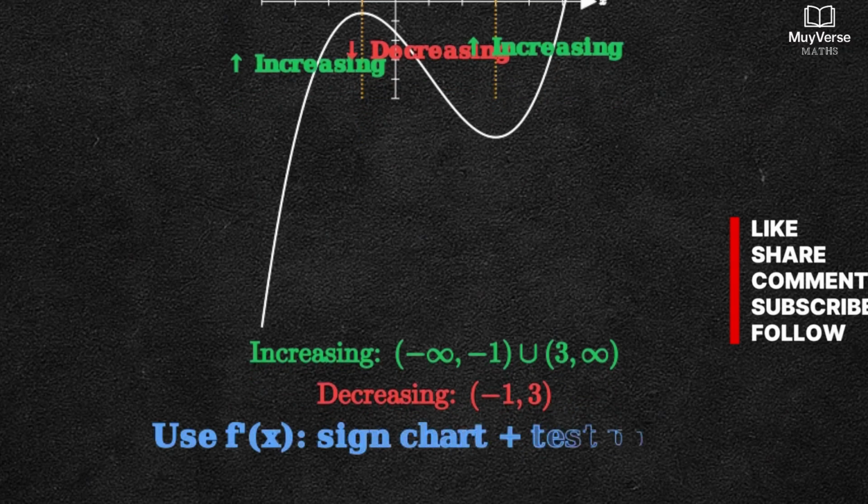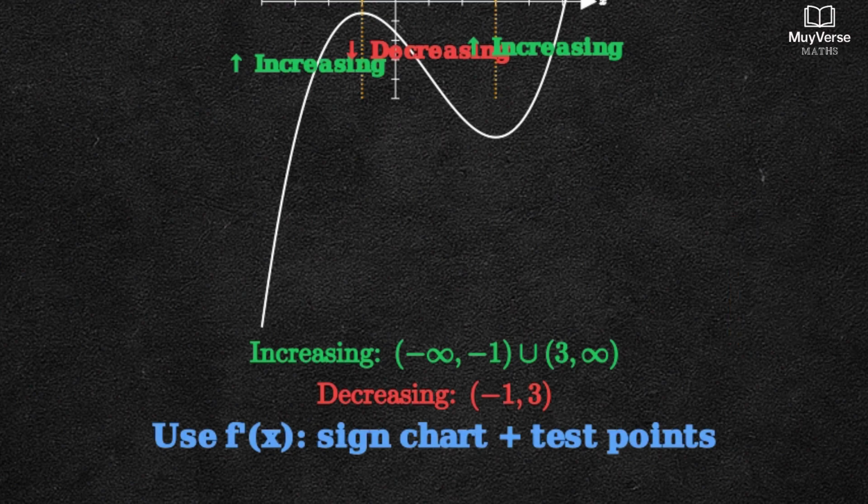Remember, use f prime of x. Positive slope means the graph goes up. Negative slope means the graph goes down. And always test the intervals around your critical points.